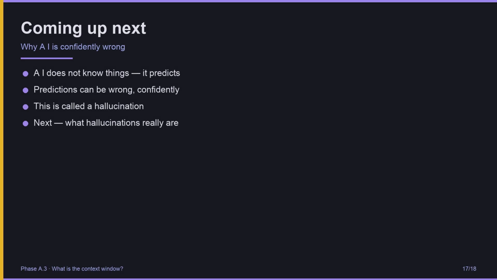Coming up next, why AI is so confidently wrong. We have established that AI predicts, does not know. Predictions can be wrong. And when an AI is wrong, it is wrong with full confidence, it has no internal sense of doubt. That is called a hallucination. In the next lesson, we look at what hallucinations really are, why they happen, and why they are the single biggest weakness of every AI today.